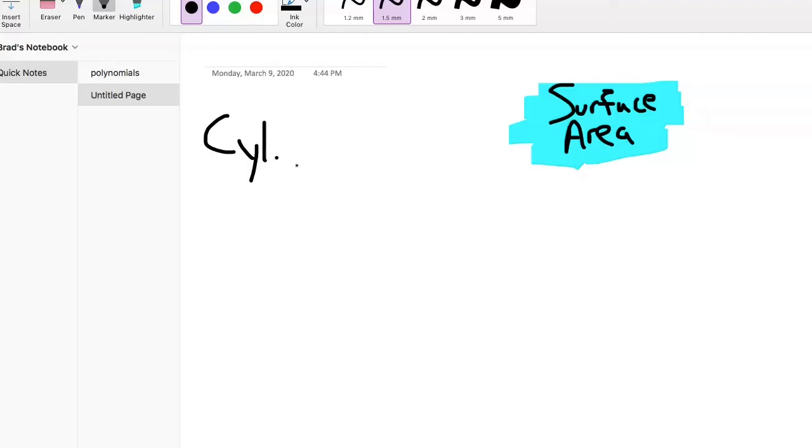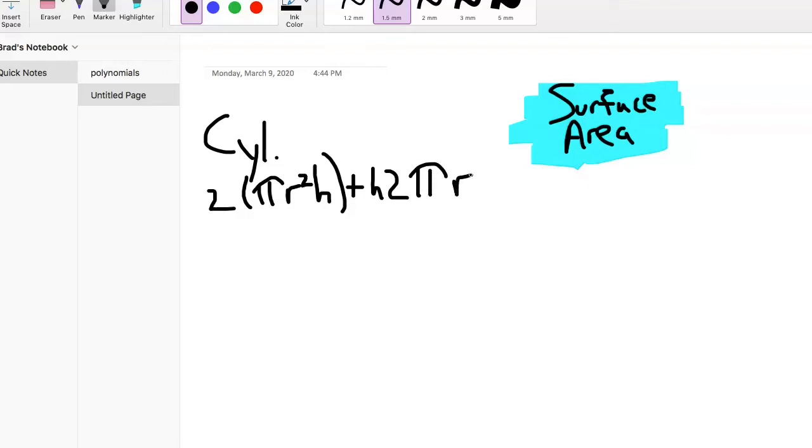Remember, volume and surface area have different formulas. They're not the same. Okay, so we got a 2 on the outside times pi r squared h. Right, so pi r squared h, and r being radius, h being height. Pi r squared height is the formula for volume. But for a cylinder, you have a 2 in front of it, and then you have to add height times 2 pi r. Okay, so that's a big one. And there's really no way around it, you have to memorize it.